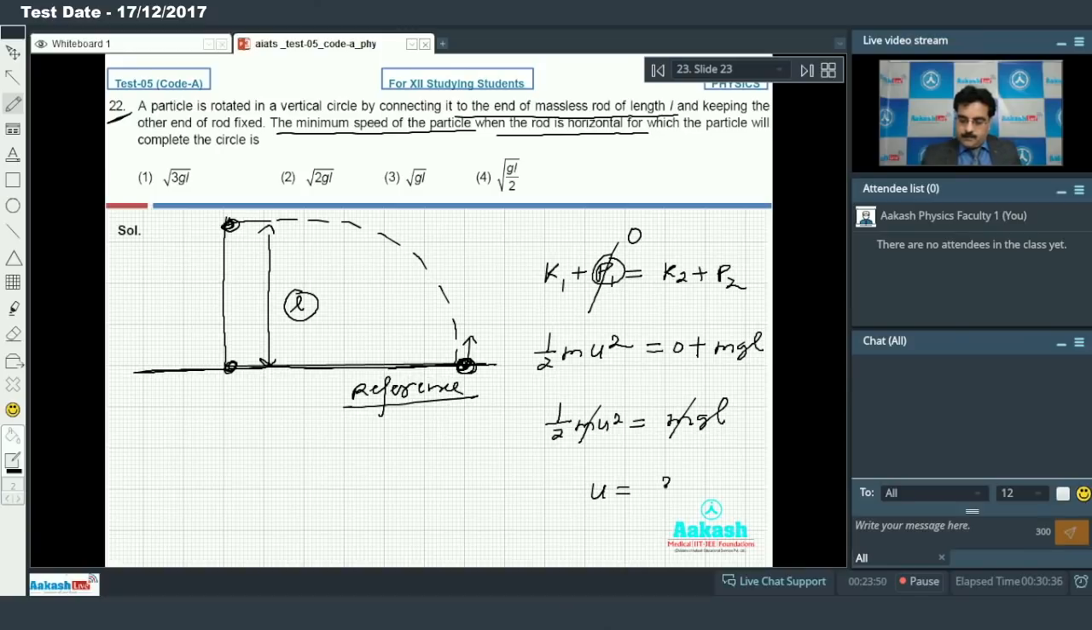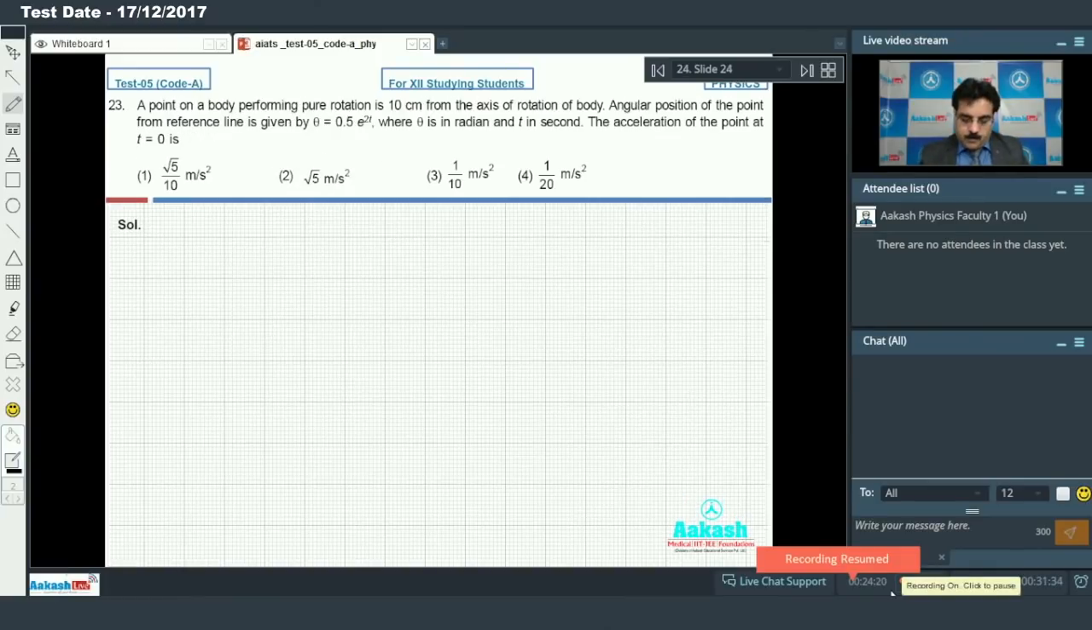So if I go only for u, that is 2gl, and this is the minimum speed of the particle when the rod is horizontal, for which the particle will complete the circle: root 2gl. So my option number 2 is correct. Now I am going to take question number 23.